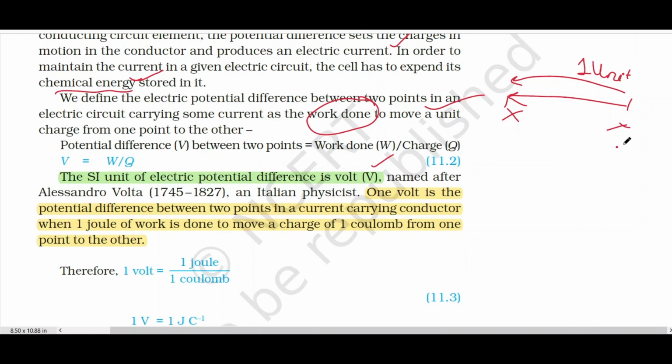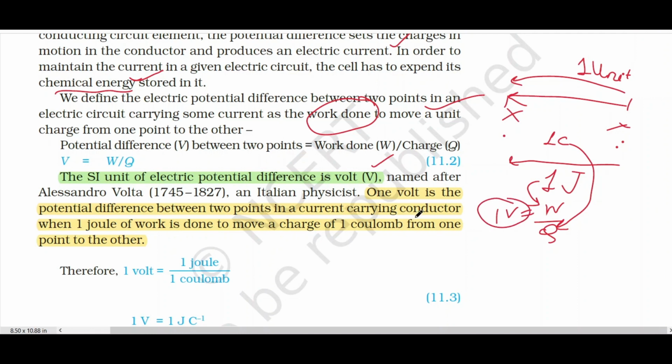तो मान लीजिए आपको 1 point से another point 1 coulomb चार्ज मूव करना है, और इसको मूव करने के लिए अगर आपने 1 जूल ऑफ वर्क किया, तो आपका पोटेंशियल डिफरेंस कितना होगा? 1 वोल्ट. क्यों? बिकॉज पोटेंशियल डिफरेंस इज इक्वल्स टू वर्क डन अपॉन चार्ज, और यहाँ पे वर्क डन कितना हुआ? 1 जूल का, एंड द चार्ज इज मूव्ड 1 कूलम. तो 1/1 is 1 volt.